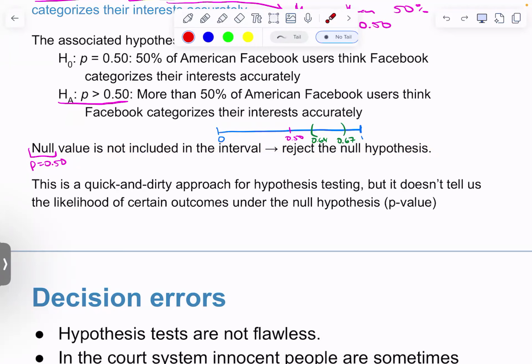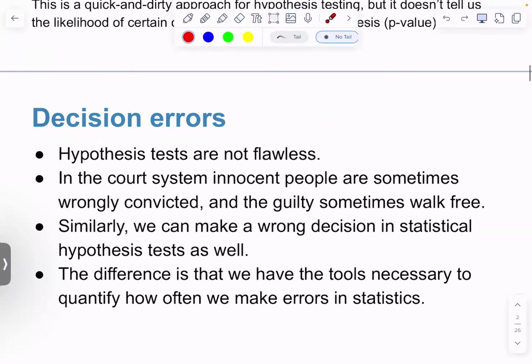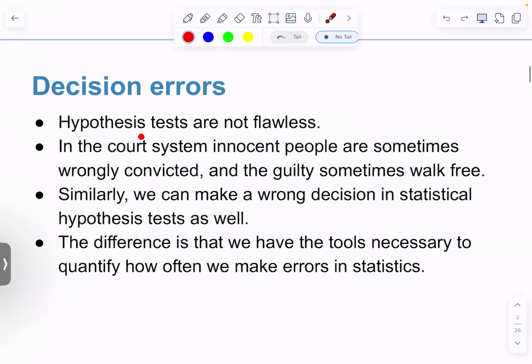Okay, so we spent a lot of time on our conclusions last day, right? We only have two options. I either have enough evidence to reject H naught or I don't. There's always a chance that we're wrong. And so that brings us to decision errors. So hypothesis tests are not flawless. There is always, I'll say, a probability we are wrong.